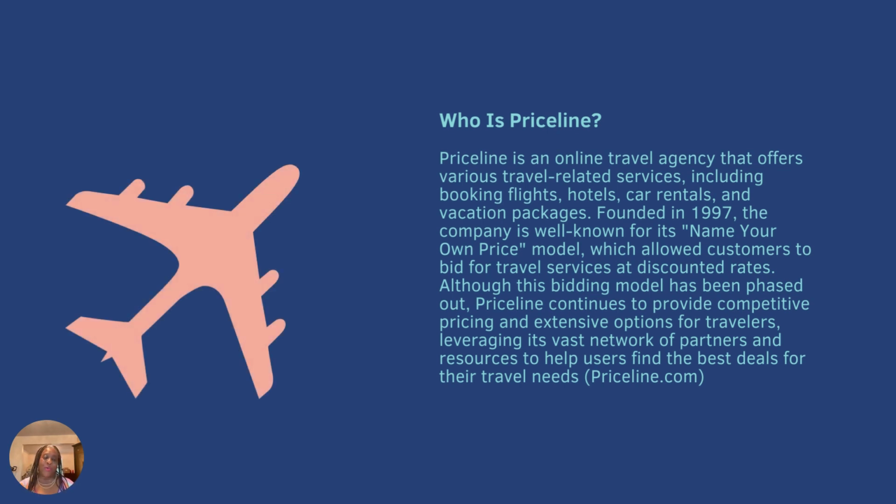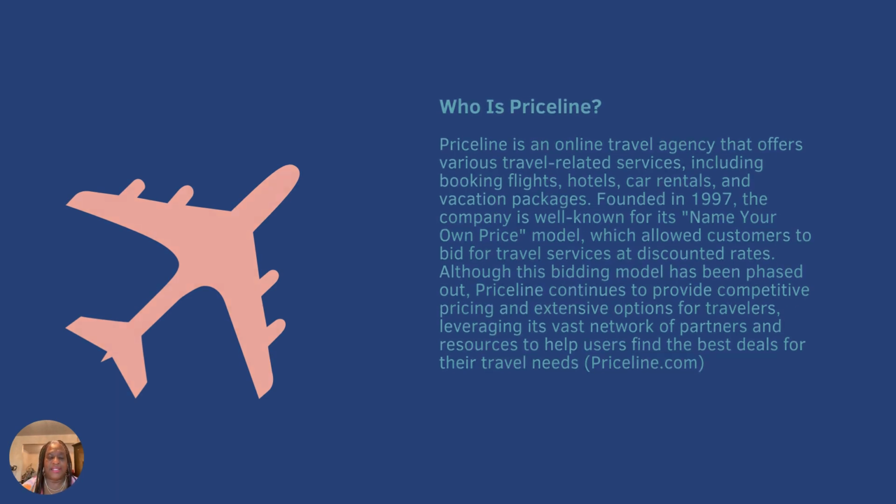So let's first start off with who is Priceline? Priceline is an online travel agency that offers various travel related services, including booking flights, hotels, car rentals, and vacation packages. Founded in 1997, the company is well known for its name your own price model, which allowed customers to bid for travel services at discounted rates. Although this bidding model has been phased out, Priceline continues to provide competitive pricing and extensive options for travelers, leveraging its vast network of partners and resources to help users find the best deals for their travel needs.